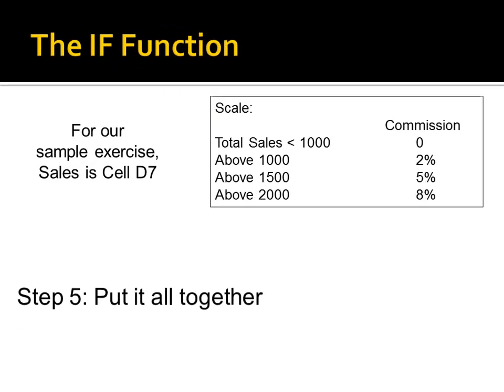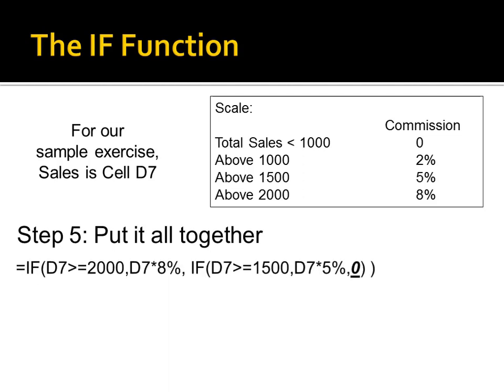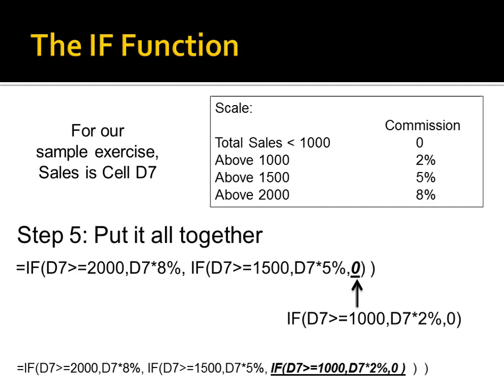because now we are still putting it all together. We are going to take the function we just created. Now we have to put in the function that says what happens if it gets above 1,000. Well, here it is. If D7 is greater than or equal to 1,000, he gets 2%. Otherwise, 0. Now understand, we are going to put it right where that 0 is. And this is how it looks.